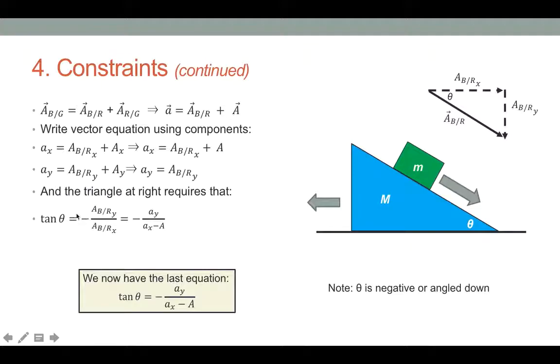I put the minus sign in here because the angle theta is below the axis, so it's a negative angle. So the tangent of theta must equal the ratio of the acceleration of the block relative to the ramp in the y direction divided by that acceleration in the x direction. Then we can take these two equations and eliminate the two non-inertial accelerations in terms of the accelerations in the problem. So the tangent of theta must equal minus a sub y divided by a sub x minus capital A. Now we have our last equation.